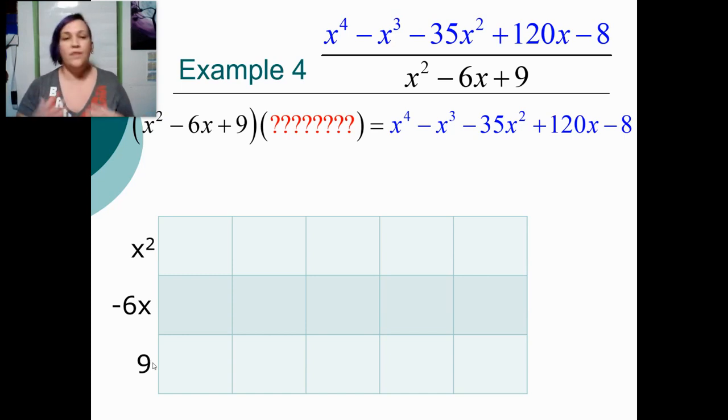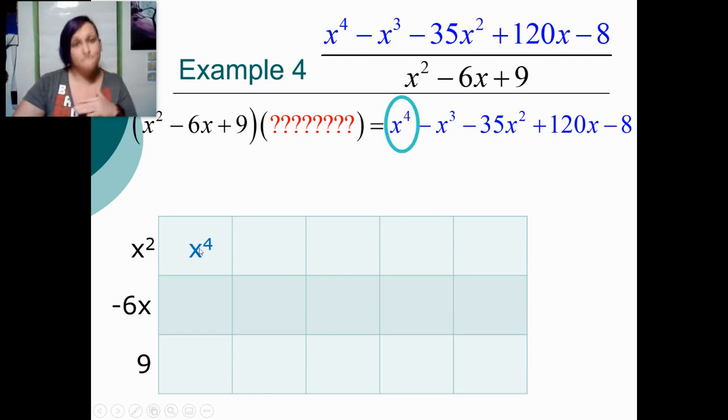Now, this one, we're going to go the same as what we've done on all the other ones. The only thing is that sometimes our diagonals are going to be a little bit longer, so they might be 3 boxes instead of just the 2 boxes. So we'll talk about that. But let's start the same way we have with the other ones. I'm going to put the x to the 4th in the first box. And then I have to think to myself, x squared times what makes x to the 4th? And it's x squared times x squared.